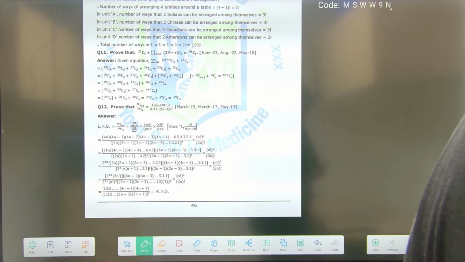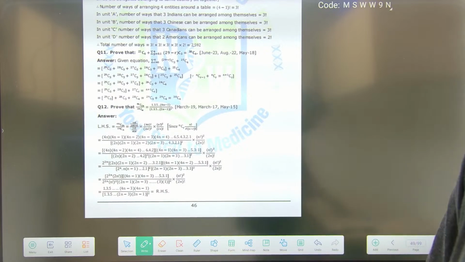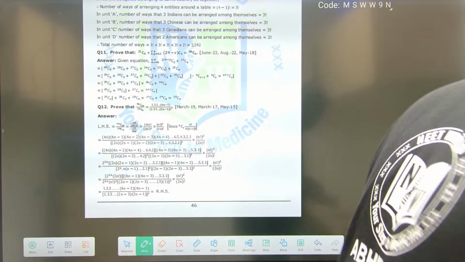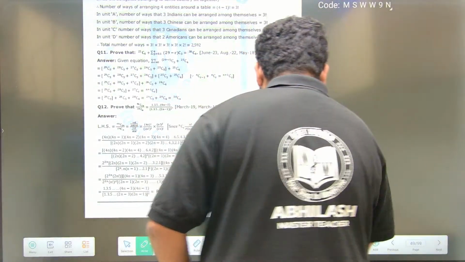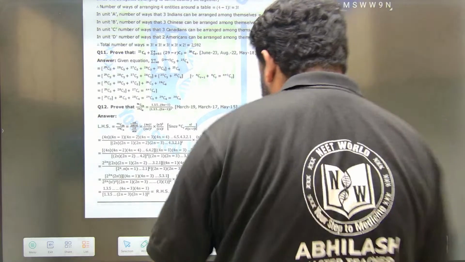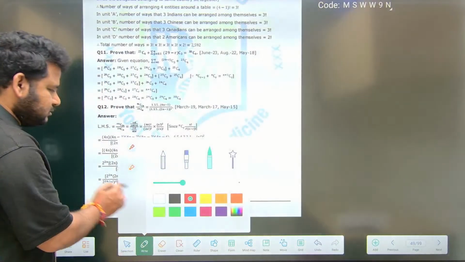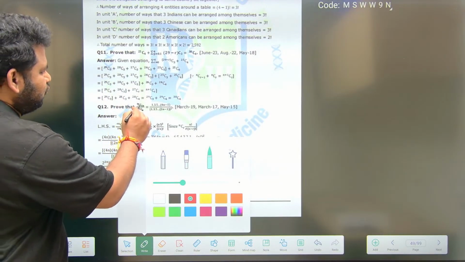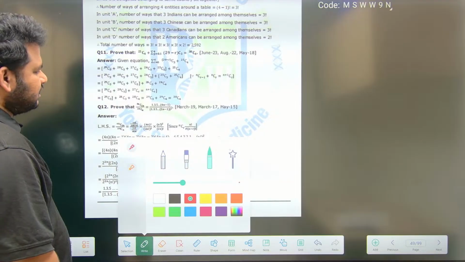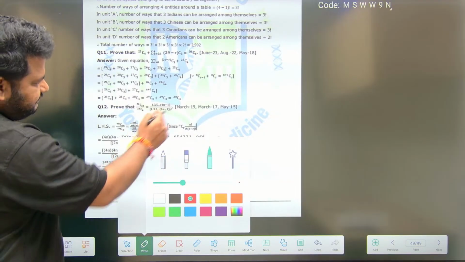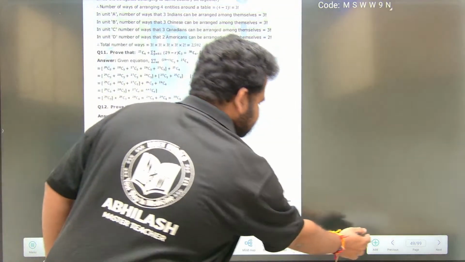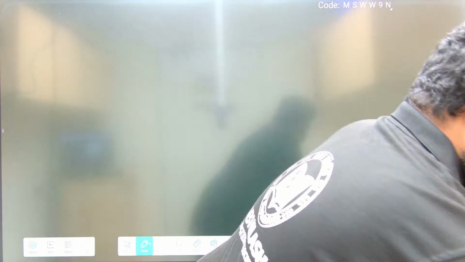Yes, I am audible. That's fine. Now let us start. This is question number 12, correct? So let us take up this question, friends. They are asking us to prove that 4n C 2n divided by 2n C n is equal to the following. Let me write down the question on the next page so that you can see it clearly.